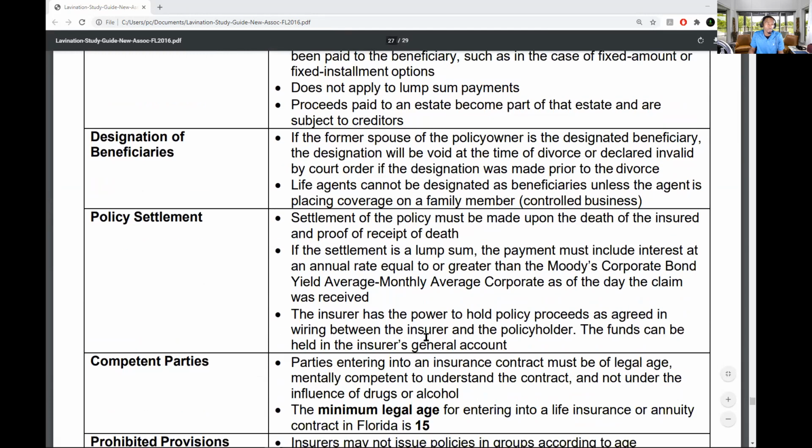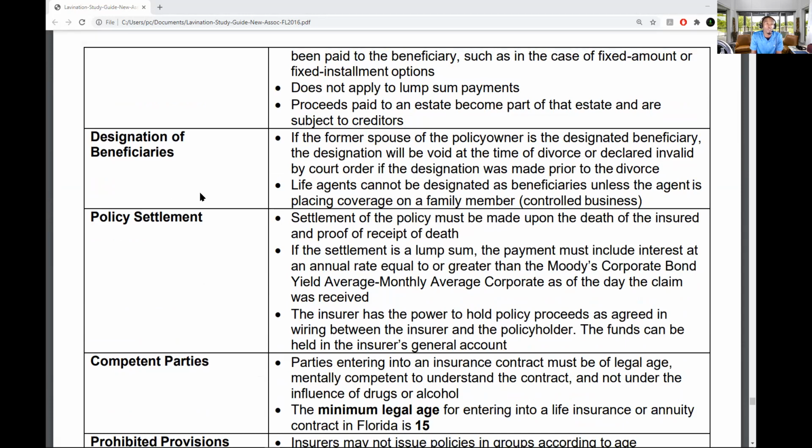Good test question for you. Designation of beneficiary. So who can I put as beneficiary? Who can I not put as beneficiary? If the former spouse of the policy owner is the designated beneficiary, the designation will be void at the time of divorce, or declared invalid by court order if the designation was made prior to the divorce. So if people were married and then divorced, the beneficiary designation will be voided. Make sure you know that.